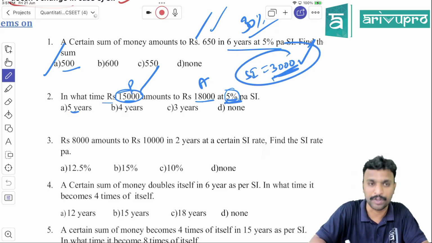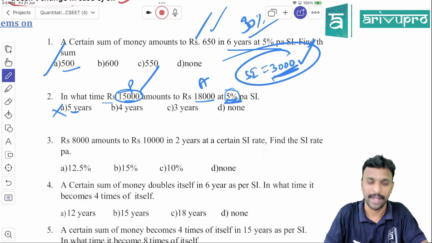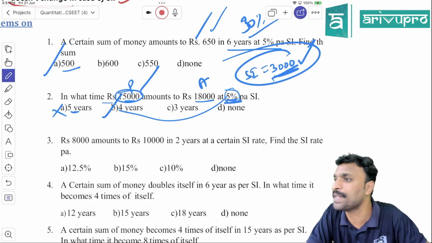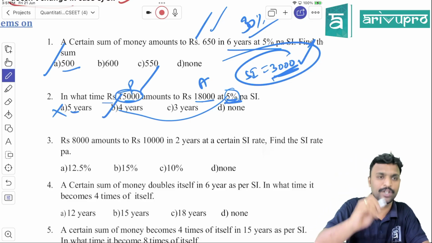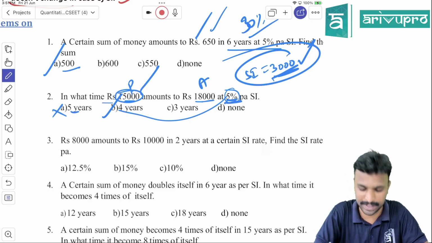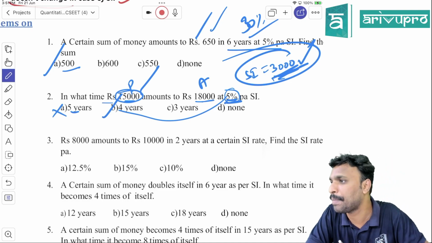How much should you get? 3,000 should come. So it is not option A. If I hit option B, 4 years, 5 into 4, 20%. Correct? 20% on 15,000 is how much? 10% is 1,500, 20% is 3,000. That's what we need. So therefore, option B is the right answer.